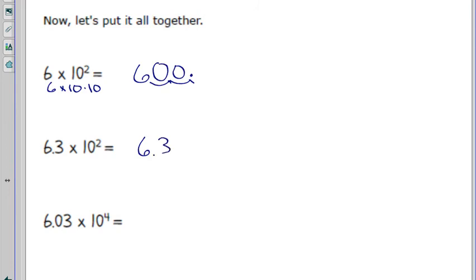My decimal point started here. 1 10, 2 10s. Ends up right there. 6.03 times 10 to the fourth. Decimal point starts here. 1 10, 2 10s, 3, 4. Ends up right there. I get 60,300. I'm going to ask you to go ahead and work on that last one by yourself.